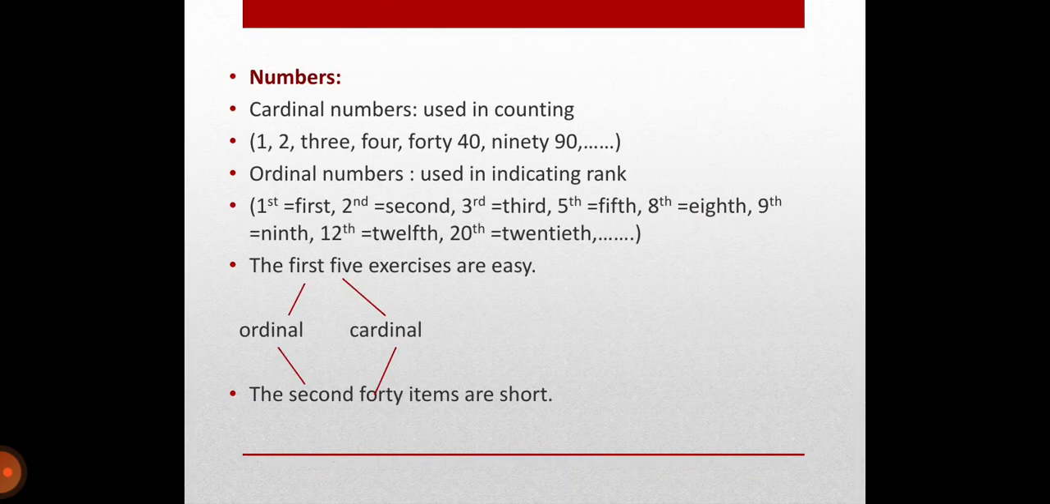Let's move to numbers. We have two types of numbers. We have cardinal numbers. These are used with counting, as in 1, 2, 3, 4, etc. And we have ordinal numbers. These are used to indicate the rank, as in first, second, third, fifth, eighth, etc.